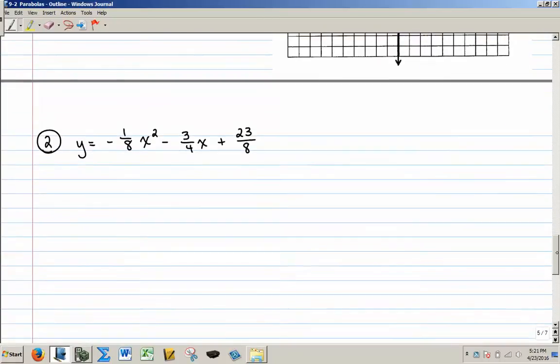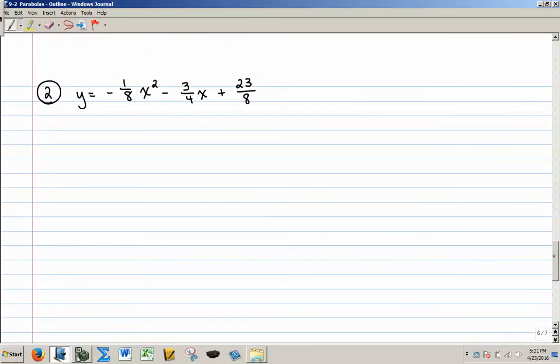For our second example, it gets a little more complicated. I have the equation y equals -1/8 x squared minus 3/4 x plus 23/8. On the surface it looks absolutely horrible, but believe me, the vertex of this one is going to turn out to be not such a bad number. So let's go ahead and complete the square to write this in standard form.